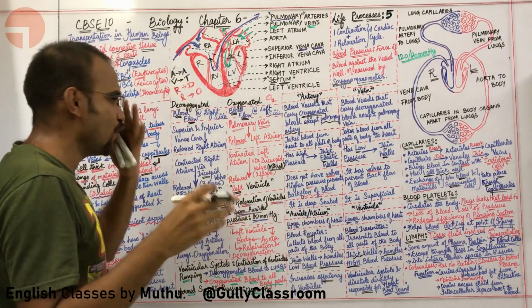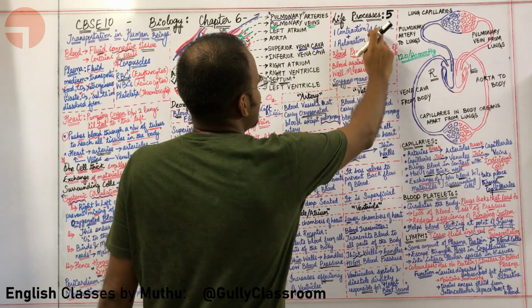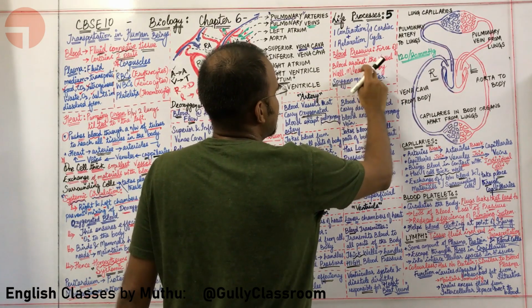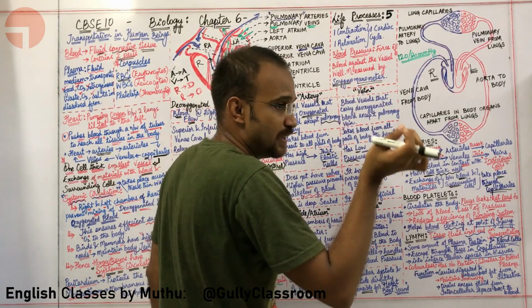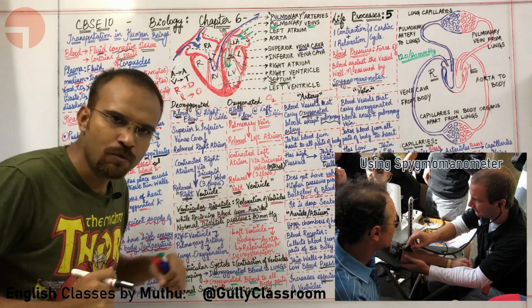Are you comfortable with how the heart is working? Yes, sir. Okay, so one contraction and one relaxation is called one cardiac cycle. What is blood pressure? The force of the blood against the vessel wall is called blood pressure, and it is measured by an instrument called a sphygmomanometer.